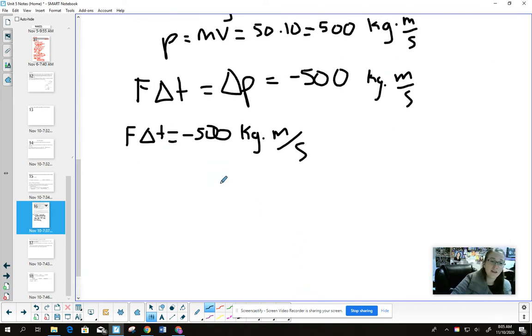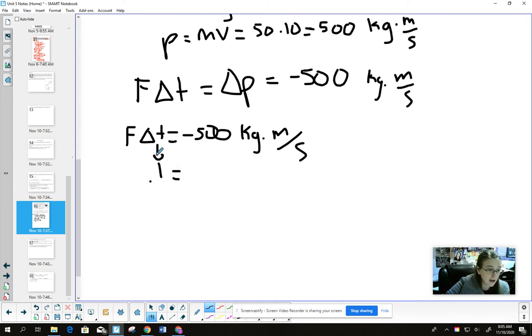So say that there was no airbag. There was nothing soft for the stuntman to jump into. He literally just jumped onto the ground and just splat. Yeah? That contact time is very small. Let's say that contact time is 0.1 second. Could be even less, yeah?